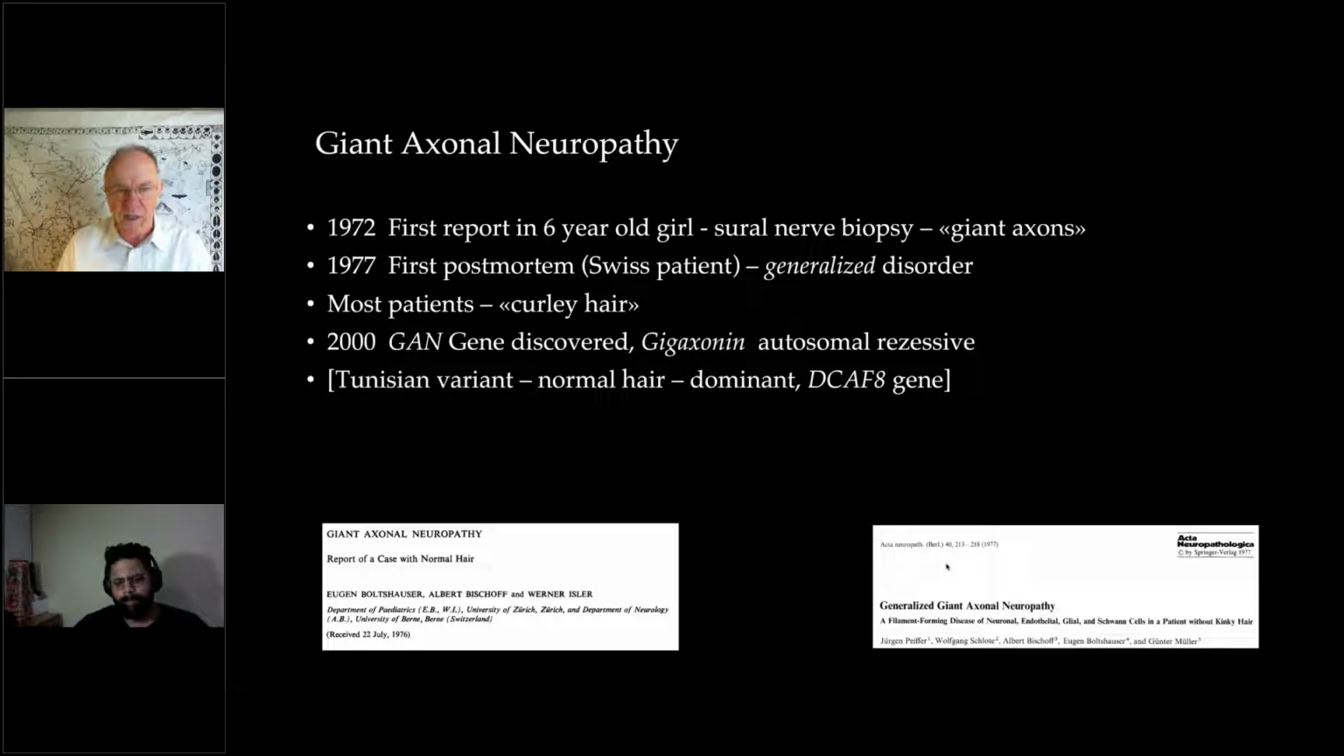This is a generalized disorder of microstructure in the brain. Most patients, but there are exceptions, have abnormal hair. There is a Tunisian variant I've read about now, with normal hair, slightly different cause, and dominant inheritance. So on the whole, looking at the history, the cause, the hair, and the image, the diagnosis is not difficult. Of course, you diagnose what you know. So this is a kind of reminder. Right, yeah. Thank you again, and thank you, Dr. Mino.